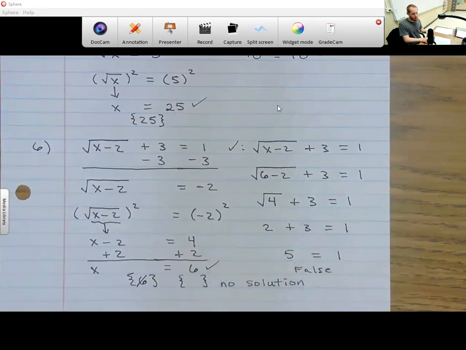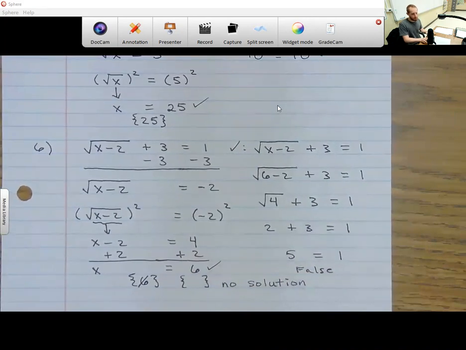Again, if you check your answer and you get something crazy, like 5 is equal to 1, that means that the solution that you got in the first place does not work. And you need to go back and figure out how you messed up. Now, luckily for me, I know exactly where I messed up. It's right here.